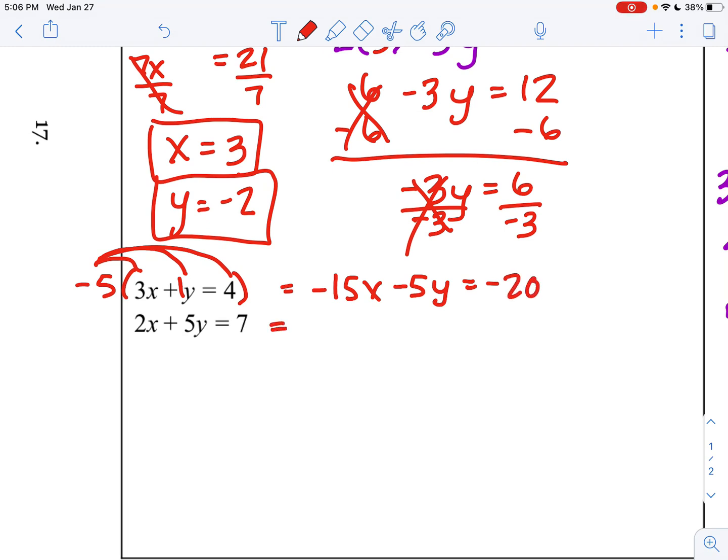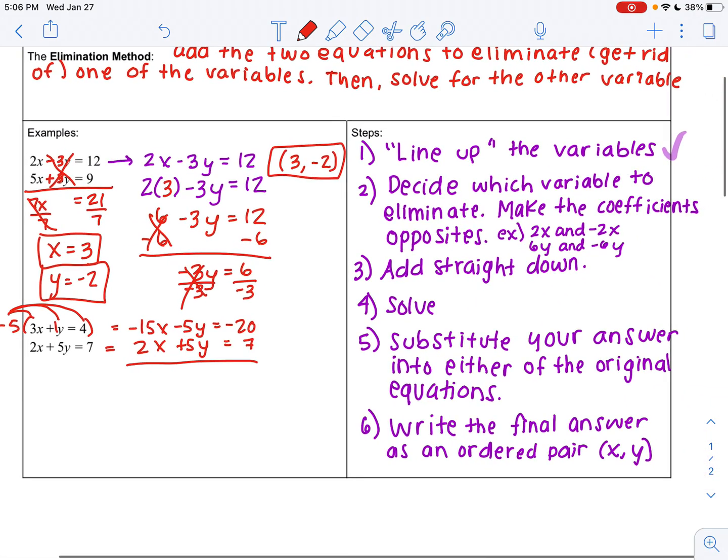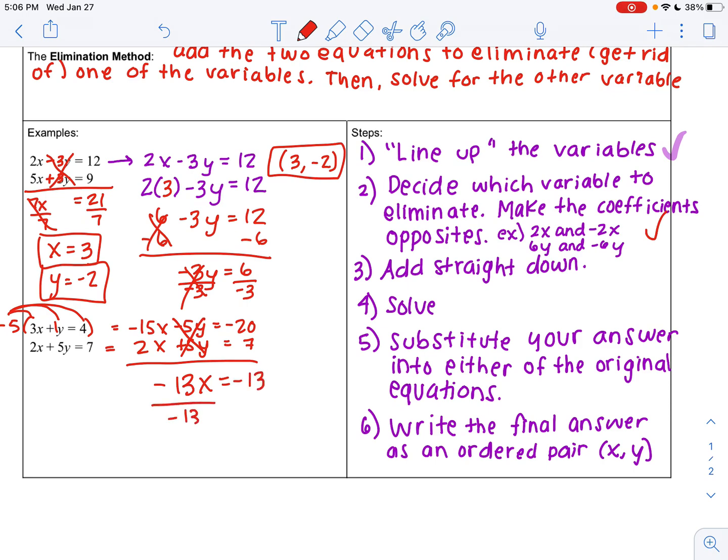And then I'm going to write this the same. I didn't change anything on the bottom. I just need to make sure now that they cancel out. And they do. These are going to cancel. So I just did step 2. Now my step 3 says to add straight down, and my step 4 says to solve. So I'm going to add straight down. These will cancel. Negative 15x plus 2x is negative 13x. Negative 20 plus 7 is negative 13. So x equals negative 13 divided by negative 13 is a positive 1.